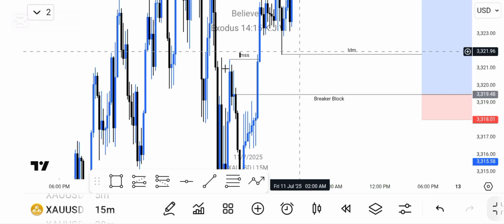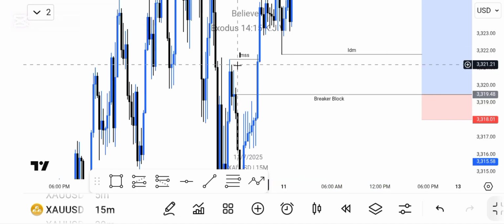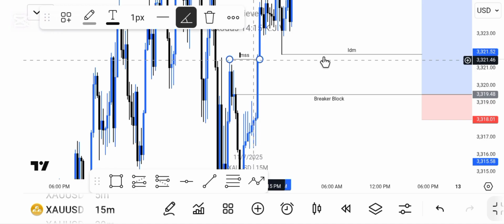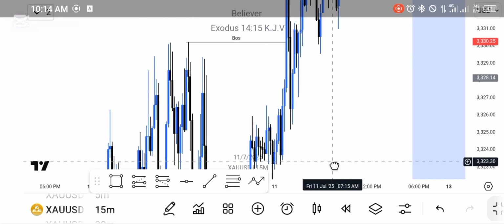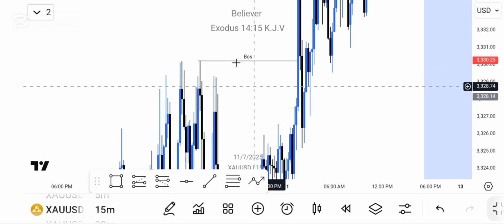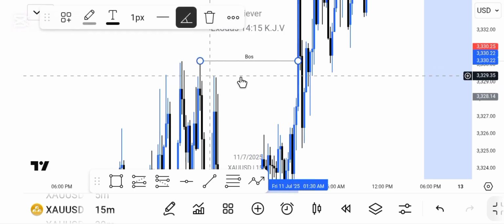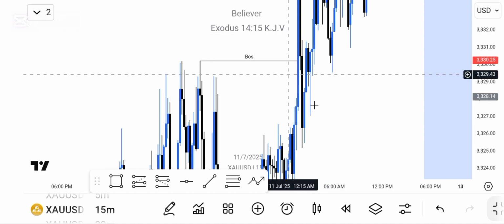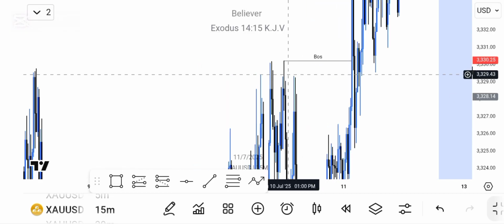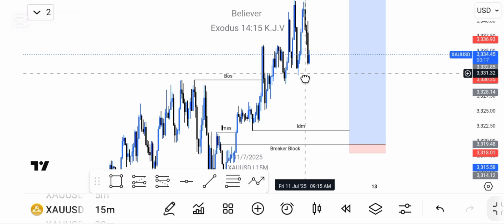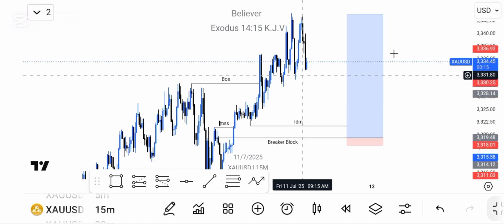Remember, induce market structure shift first, then inducement second, then breaker block third. Then the break of structure here is an additional confluence to show that yes, of the truth, we are moving higher because we are breaking structure to the top. So now let's check what is our risk to reward now.